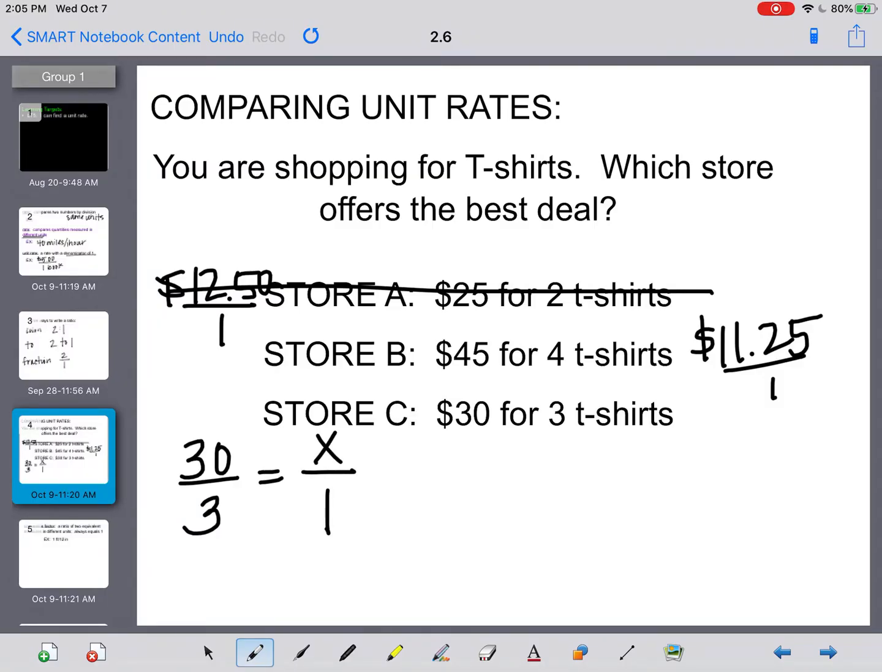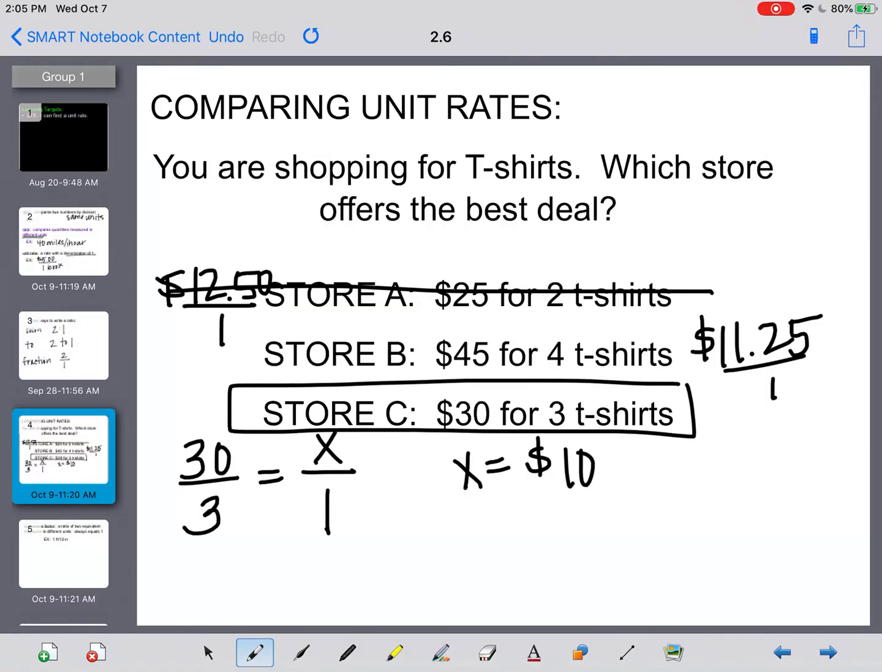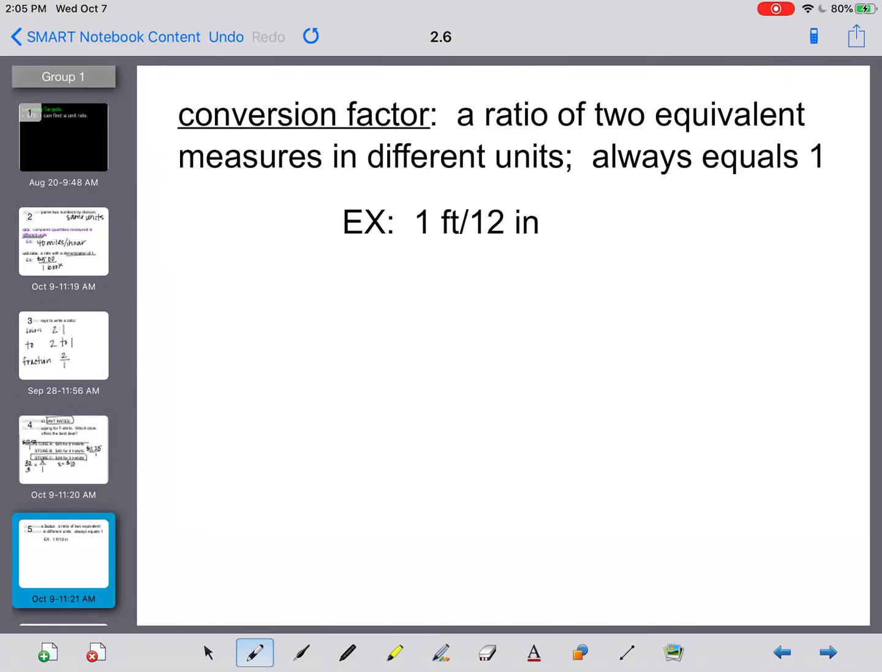Store C has me paying $30 for 3 shirts. So how much would they make me pay for 1 shirt? That one we find out I would pay $10 per shirt, which is cheaper than the $11.25. So store C would be my best deal using unit rates.